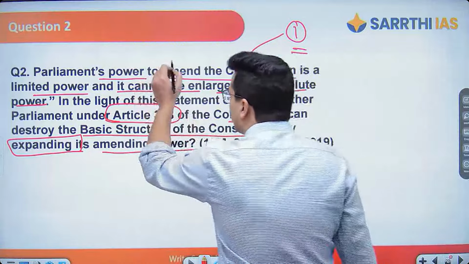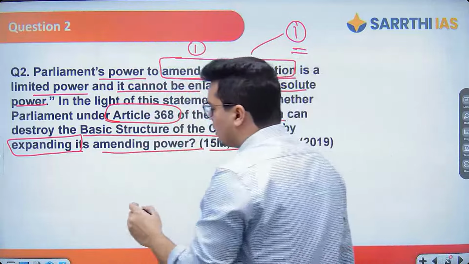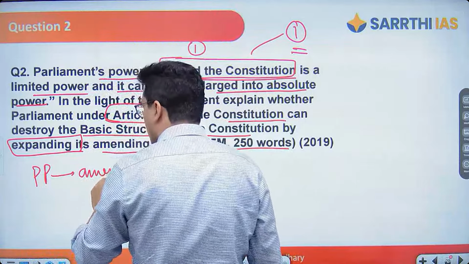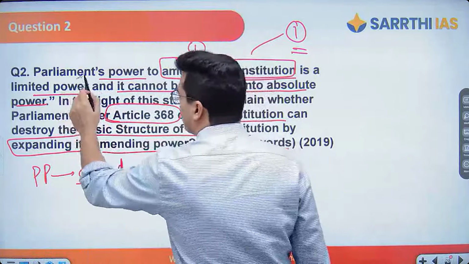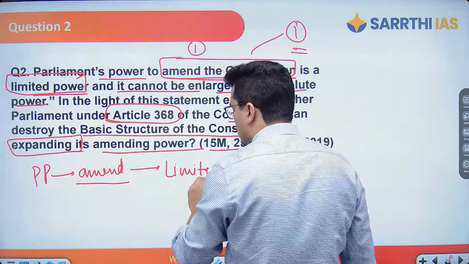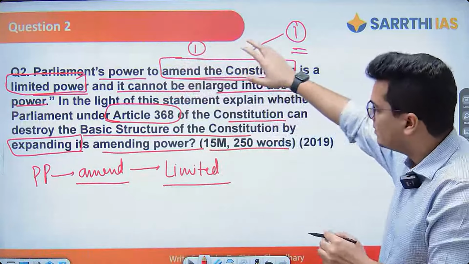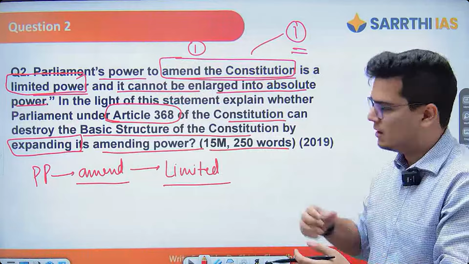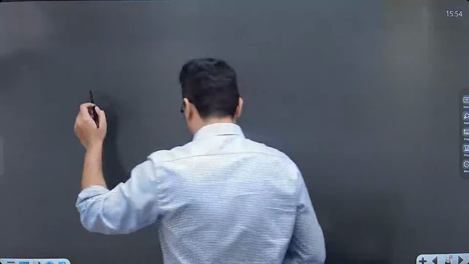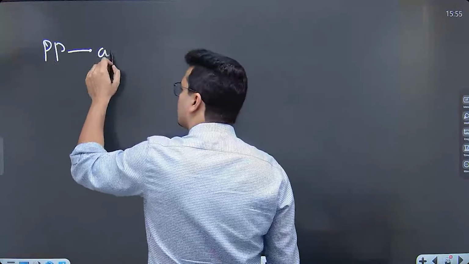So the Parliament's power to amend the Constitution. This is the first keyword. So we will talk about parliamentary power to amend the Constitution being a limited power. So since question is difficult and we have to fill 3 pages, we know the things that have to be written. So what we will do, we will first write, yes, that parliamentary power to amend the Constitution is a limited power.